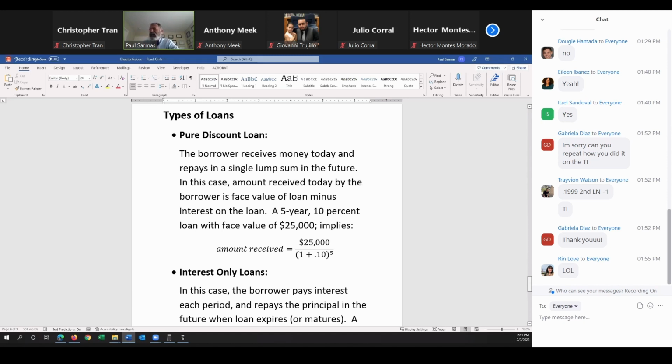It's a $25,000 loan, a 5-year loan at 10%. So 10% of 25,000 is 2,500. It's for 5 years. 2,500 times 5 is $12,500.